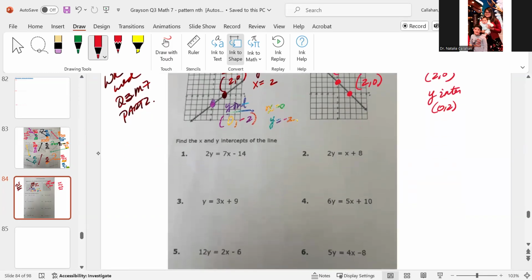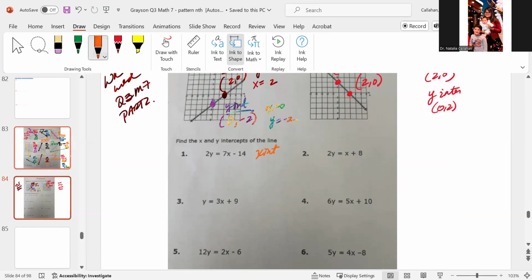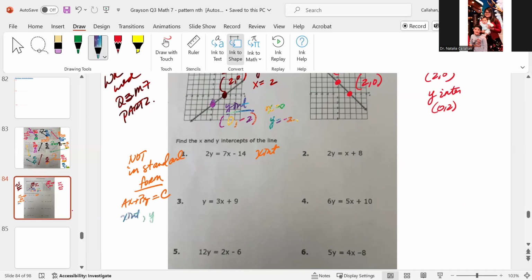All right. This is going to be the same thing. Even though this is not written in standard form, which is ax plus by, so x and y on the left side equals c, okay? You do exactly the same thing. You still, for the x-intercept, y is 0. For the y-intercept, x equals 0. Solve for y, right?